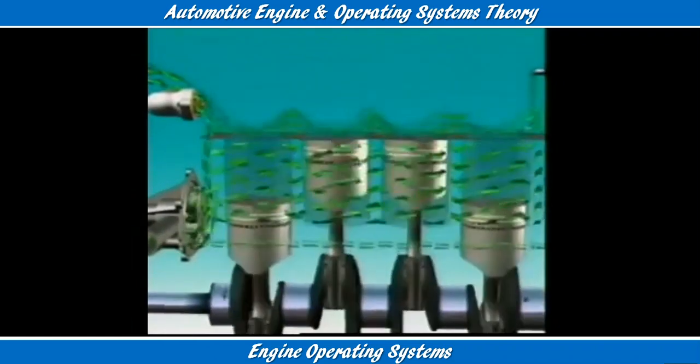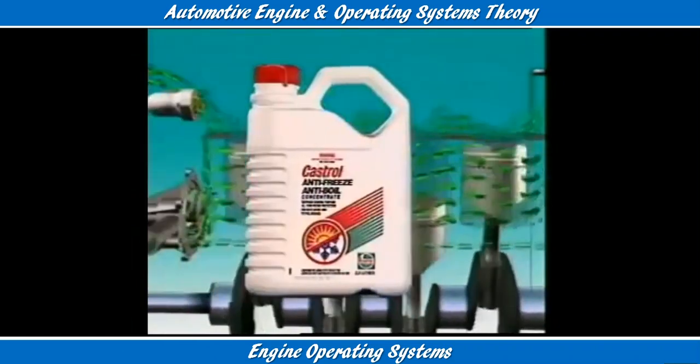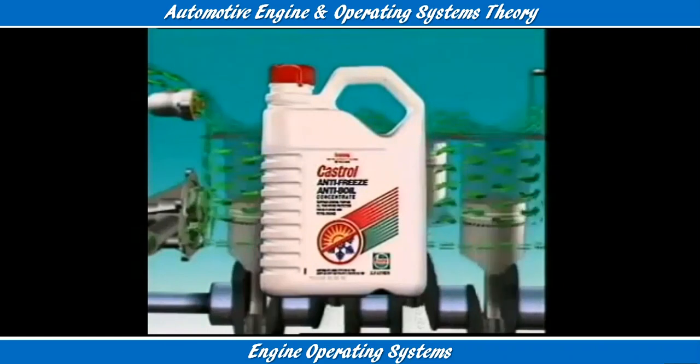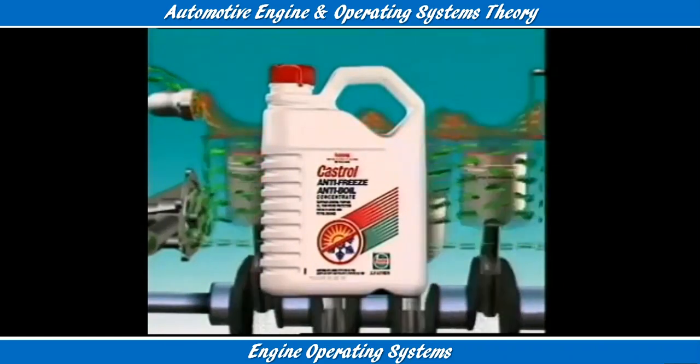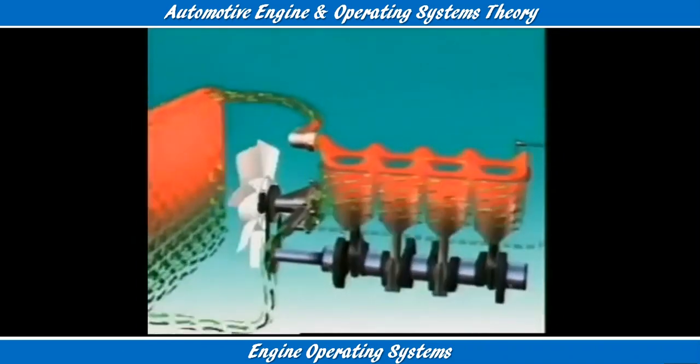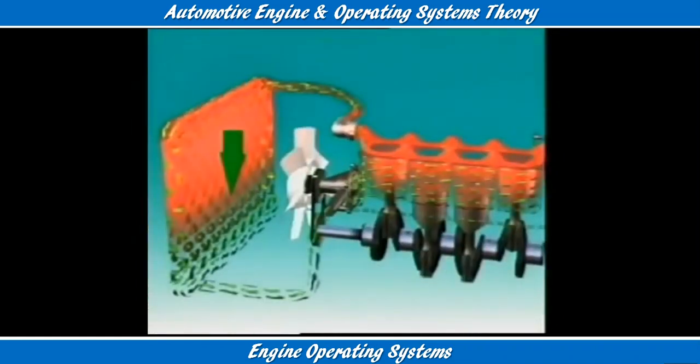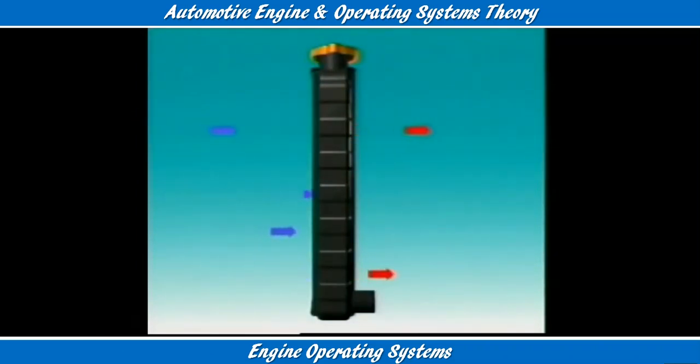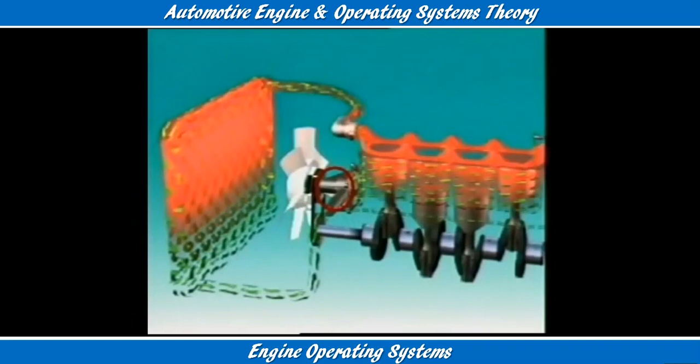Most engines are liquid-cooled. A liquid-cooled system uses coolant, a fluid that contains special chemicals mixed with water. Coolant flows through passages in the engine and through a radiator. The radiator accepts hot coolant from the engine and lowers its temperature. Air flowing around and through the radiator takes heat from the coolant. The lower temperature coolant is returned to the engine through a pump.